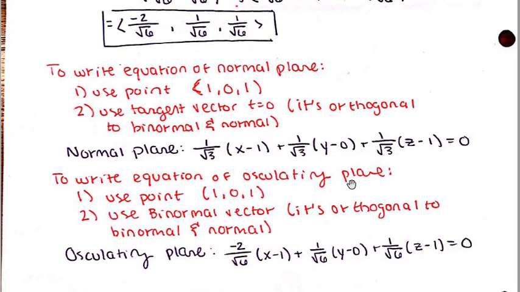To write the equation of the osculating plane, I use the same point, but I should use the binormal vector because it's orthogonal to the tangent and the normal. That's what that should say. Sorry, guys. I should use the binormal vector here, though. So here are my binormal components. Here's the same exact point, set it equal to 0, and we are done.